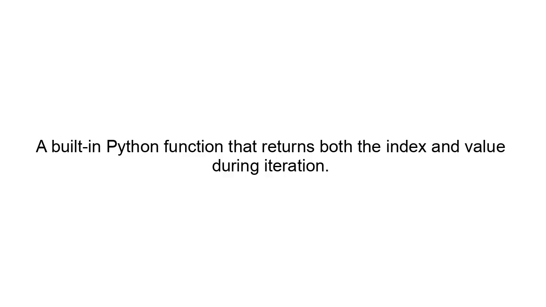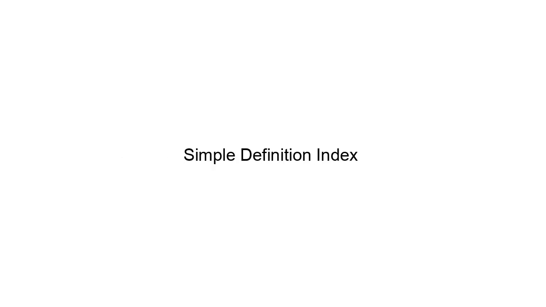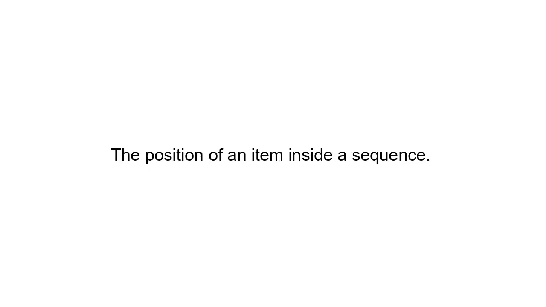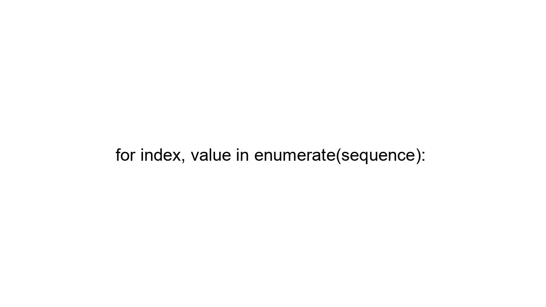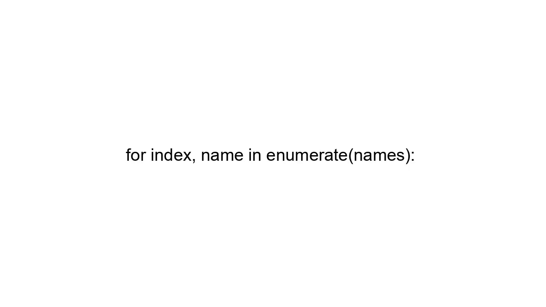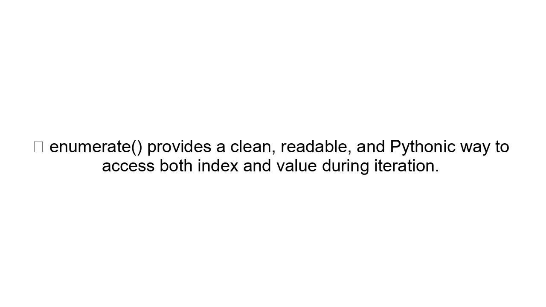Simple definition, enumerate: a built-in Python function that returns both the index and value during iteration. Simple definition, index: the position of an item inside a sequence. Final summary: the recommended way to access the index in a Python for loop is for index, value in enumerate sequence. Example: names equals Alice, Bob. For index, name in enumerate names, print index, name. Output: 0 Alice, 1 Bob. Key idea: enumerate provides a clean, readable, and Pythonic way to access both index and value during iteration.